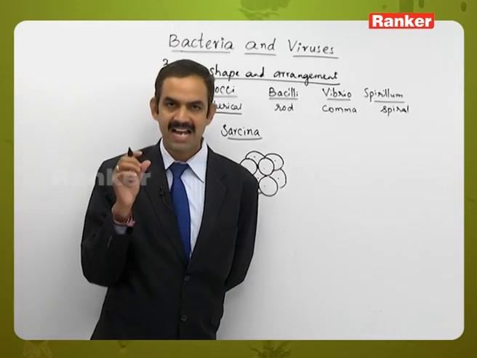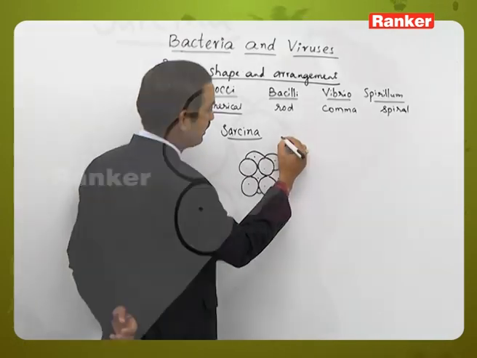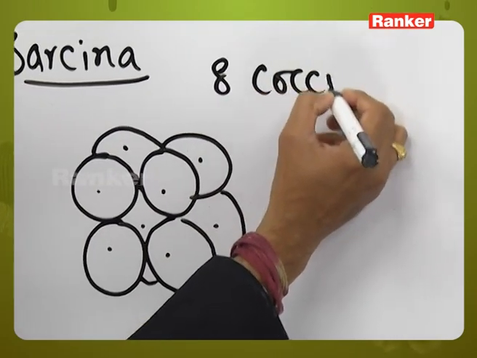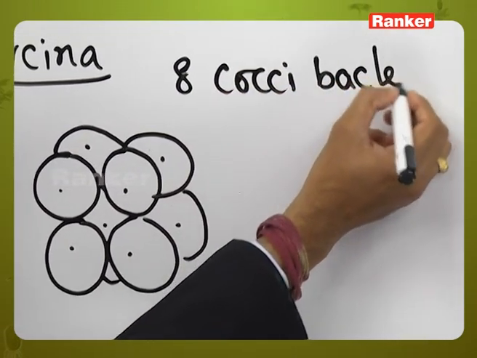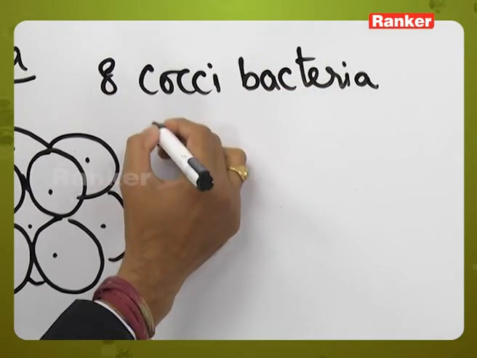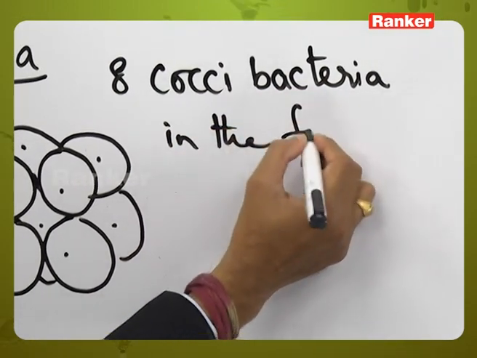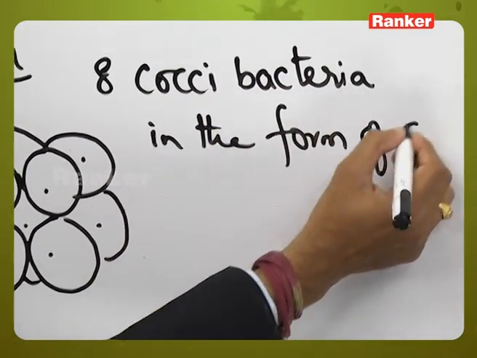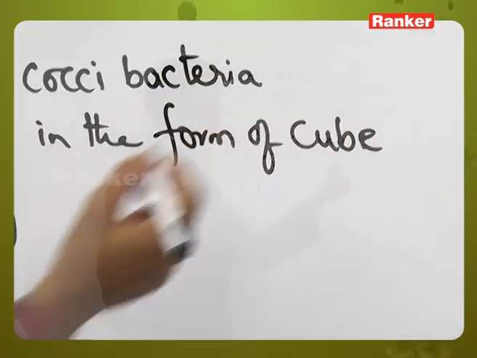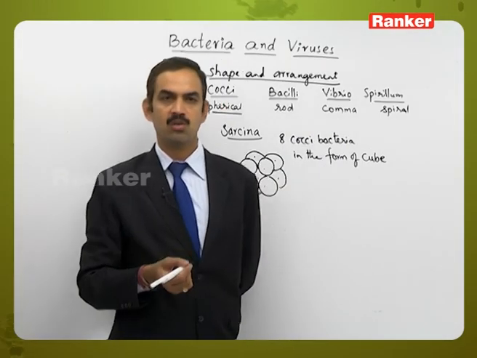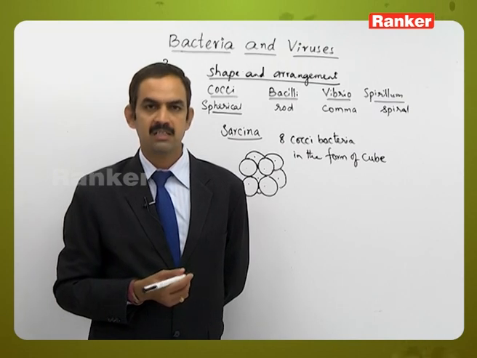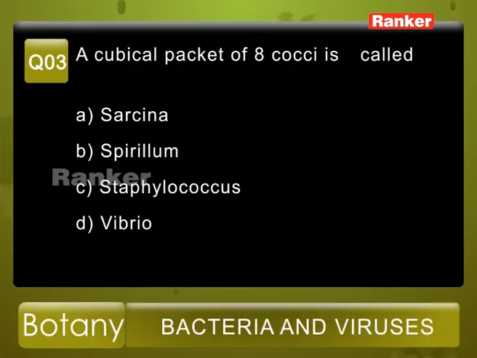So all the 8 will be arranged in the form of a cube, or we can say a cubical packet of 8 cocci is called Sarcina. So from the given options, option A is the correct answer.